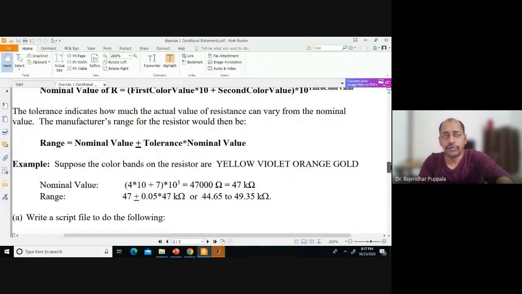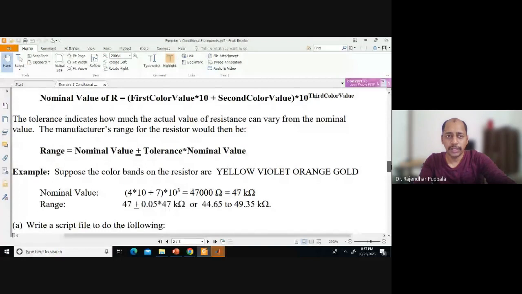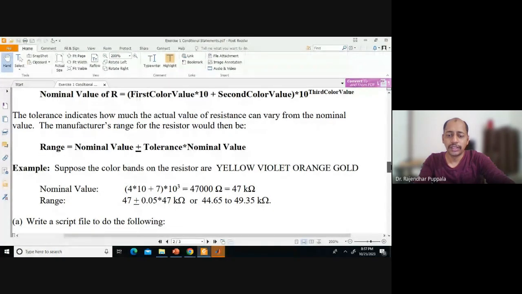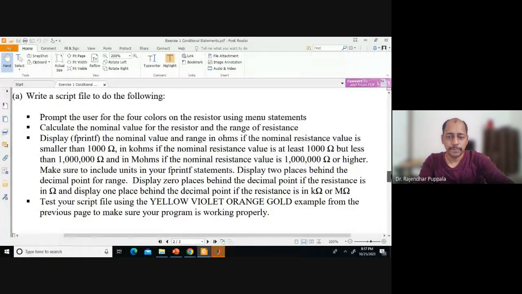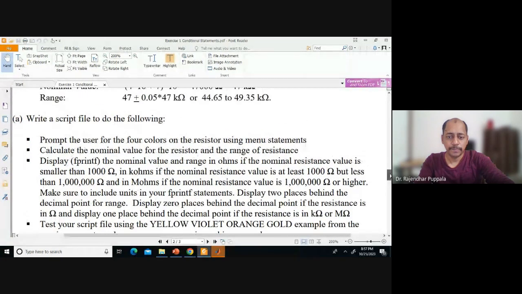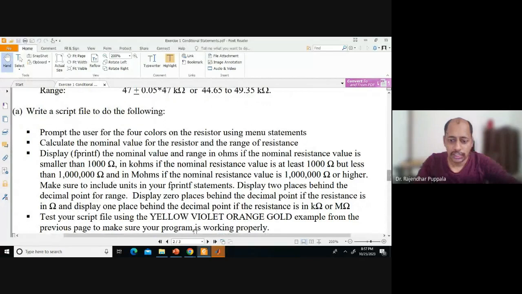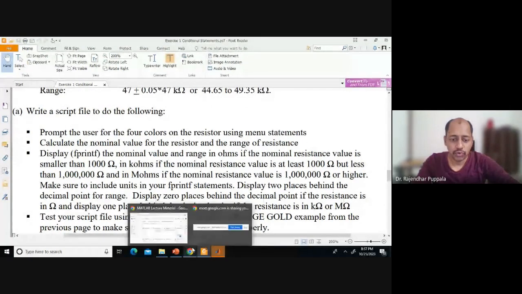So if you measure the resistance value, it may increase or decrease within this range only, 44.6 to 49.35. That we are calling a range now. Okay. So till here, I would start with the MATLAB coding first.